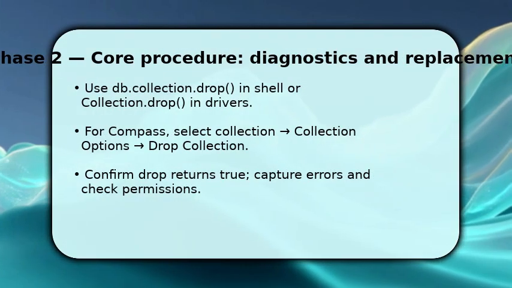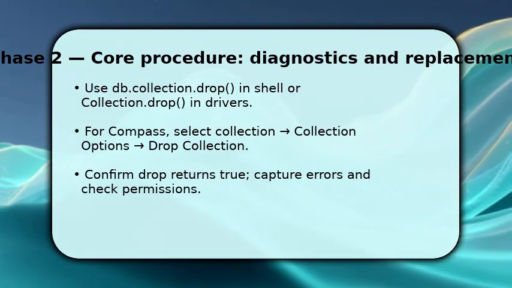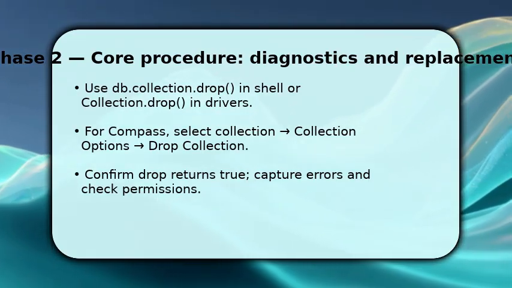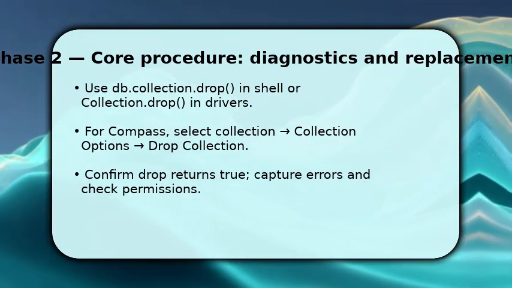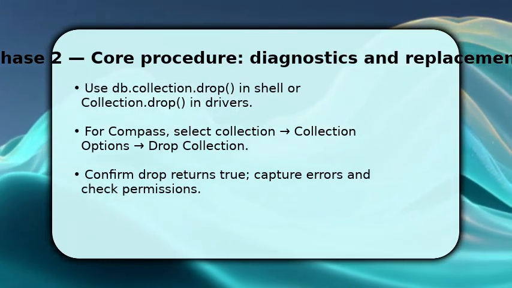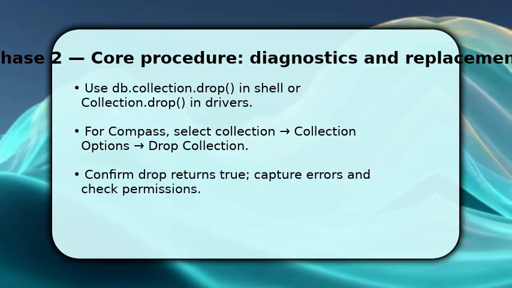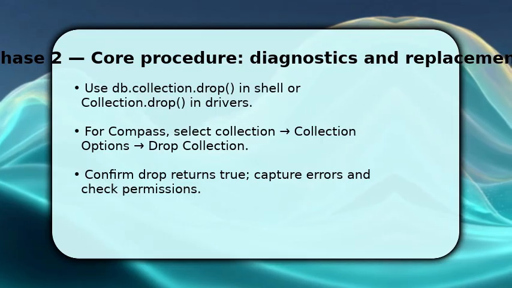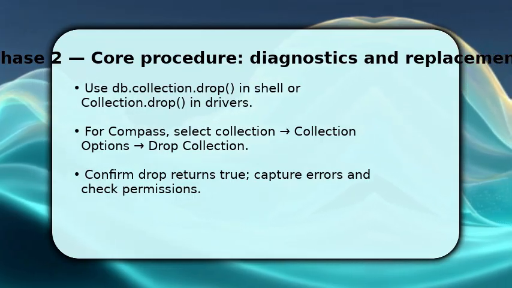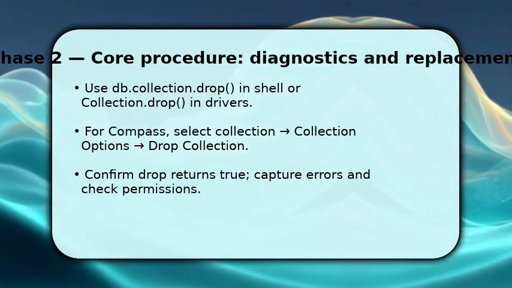Now execute the drop operation. In MongoDB, run db.myCollection.drop. That tells the server to remove the collection and indexes. If using a driver, call collection.drop, and in Compass, use the UI's drop collection option. Once done, confirm the response is true and check logs for errors. Make sure to handle exceptions in app code so you don't leave partial state.